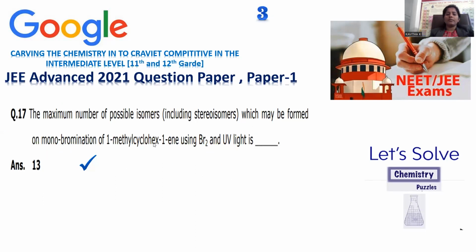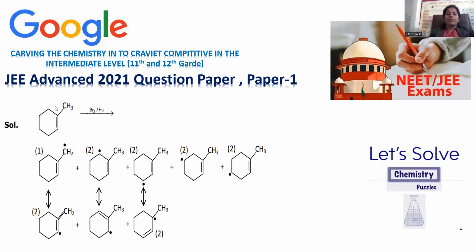So they are saying 1-methyl cyclohexene. 1-methyl cyclohexene was taken and added with bromine under h nu conditions, UV light, nothing but light. Whenever light is irradiated, how many possibilities do you have to substitute this bromine?